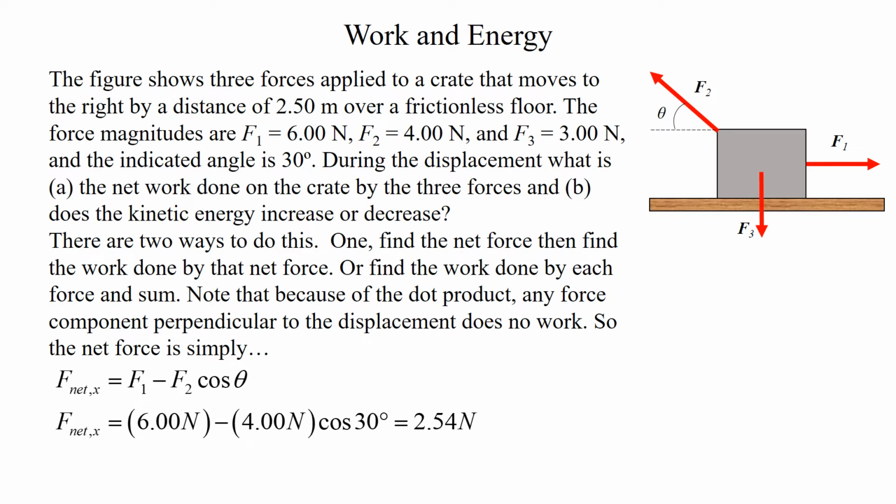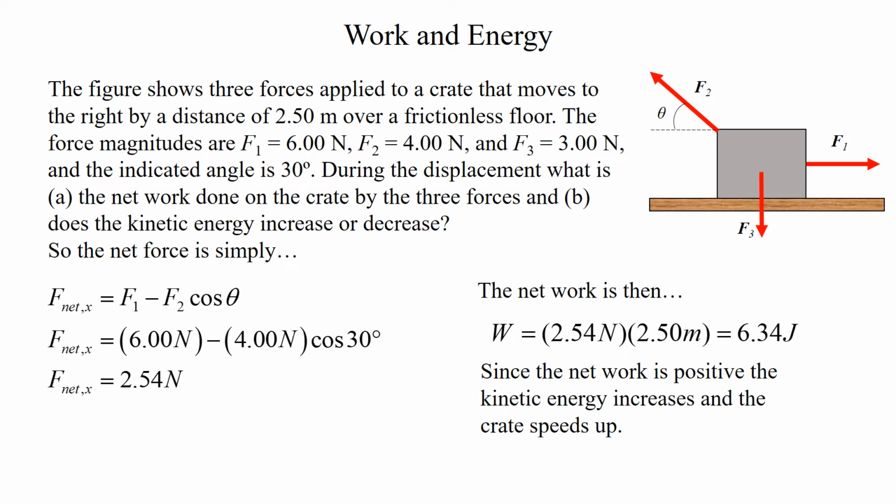So it's positive, and that means it's to the right. So the net horizontal force then, 2.54 newtons. Then, to find the work, we have the force times the displacement. So we have the 2.54 newtons times the 2.5 meter displacement gives me a positive 6.34 joules.